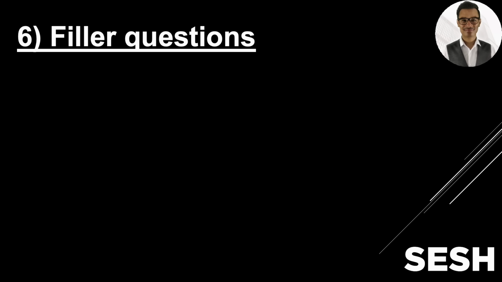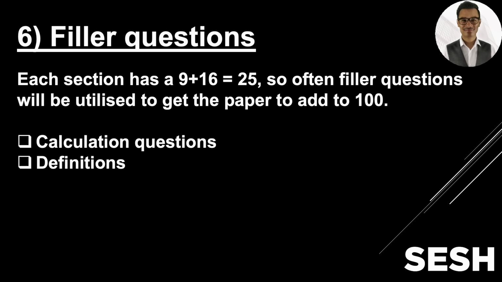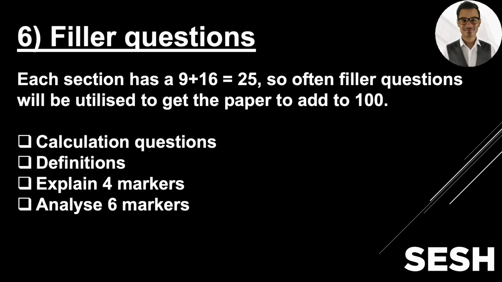So filler questions is the next thing to think about. Each section has a 9 and a 16 marker, that adds to 25. So often you're going to have filler questions to get the paper to add to 100 here. And the filler questions are likely to be in this format. Calculation questions, as we talked about. Definitions have been there in the past. There's history there. Explain questions for 4 markers. You might just get 1 of these. Or analyse questions for 6 marks.